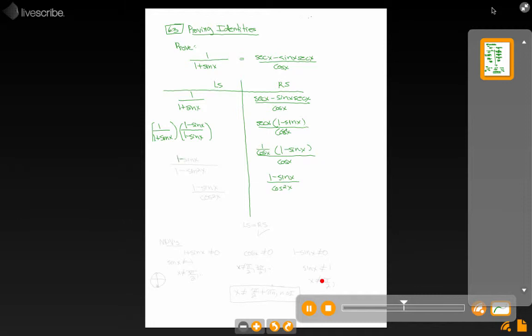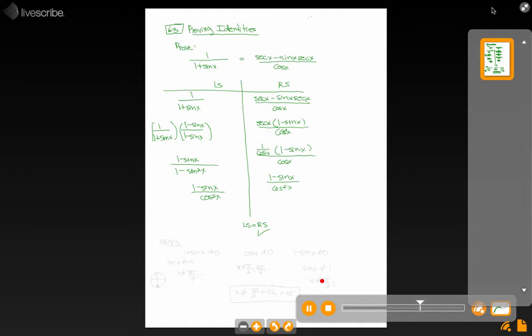Let's see what happens. The top just becomes 1 minus sine x. The bottom becomes 1 minus sine squared x, difference of squares: 1 minus sine x times 1 plus sine x. You can FOIL it out if you like, but you end up with 1 minus sine squared on the denominator. 1 minus sine squared, I know that equals cosine squared. The numerator is what I want it to be, and by using that tool, I've ended up with a place that makes me happy, which is the left side equals the right side, QED.